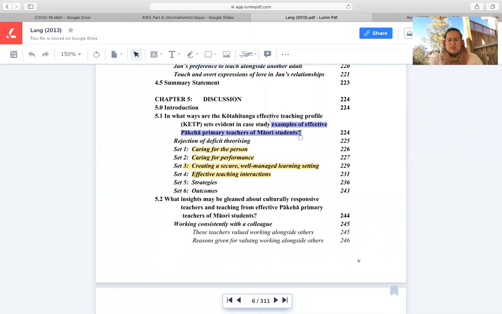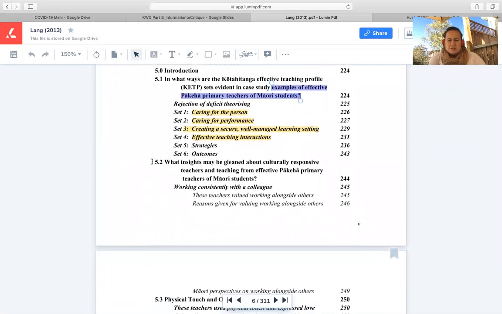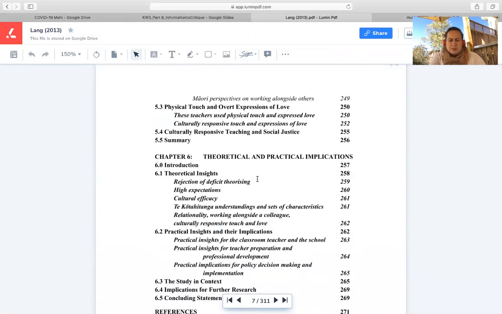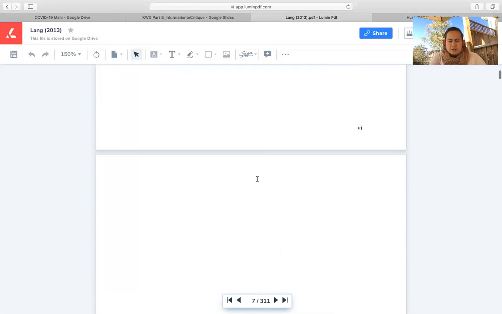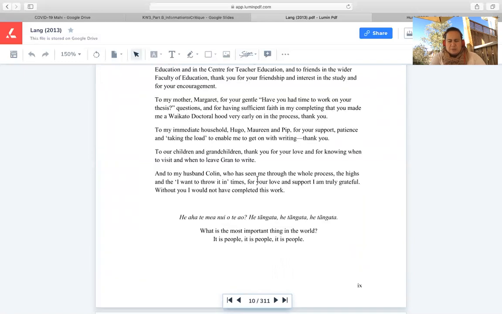So you can really see here that section 5 and 5.1 specifically will be something that you'd really want to read again with the introduction and with the literature review. And these questions here, what insights, 5.2, may be gleaned about culturally responsive teachers and teaching from effective Pākehā primary teachers of Māori students. Again, really, really useful. So, hang on. Yeah, and so you just go straight to those pages. I'm not sure why this is going really, really slowly.